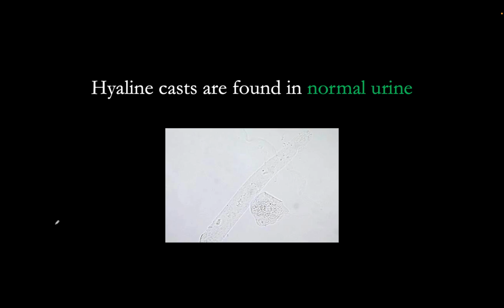So the most important thing to know is that if you have a test question and they describe that there are hyaline casts found in the urine, you need to know that this is a normal finding. This is just caused from those Tamm-Horsfall proteins. And this is a normal finding.